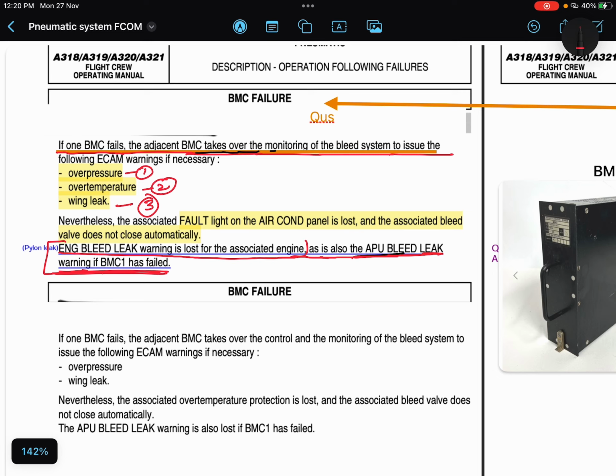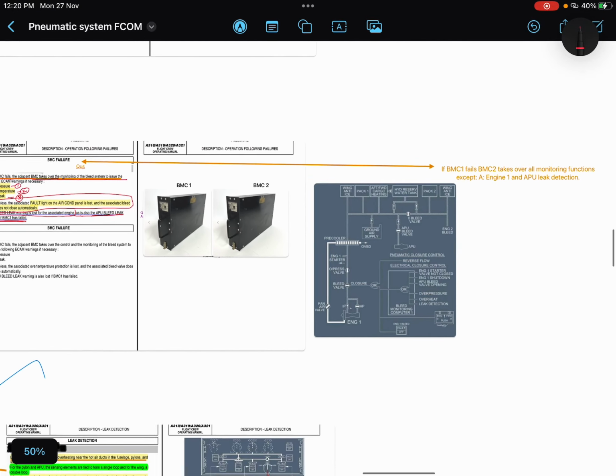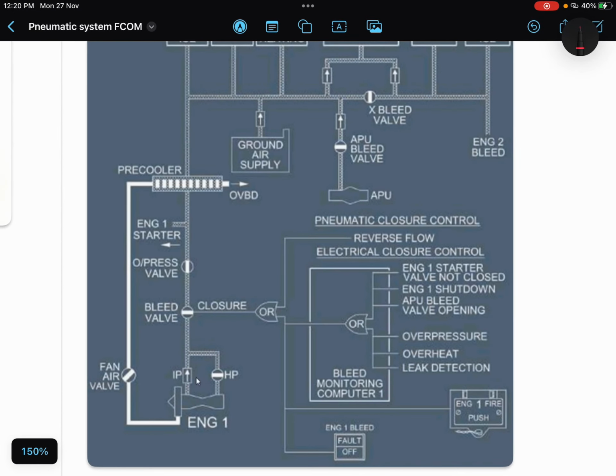Perfect. Now this is the only line which has been left. What does it mean? I will tell you. Let me explain first. So guys, whenever there is a wing leak, or we can say any leak towards the left side or right side, I have told you, or you must also have an idea, that the bleed valve automatically closes. You must have an idea of electric closure of the bleed valve with the help of the BMC.